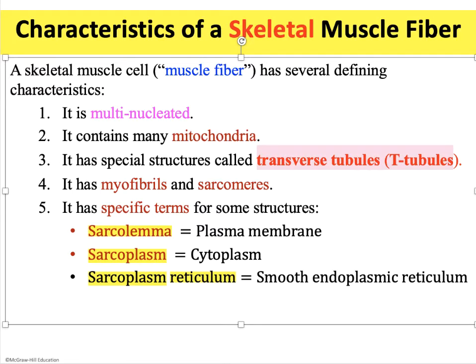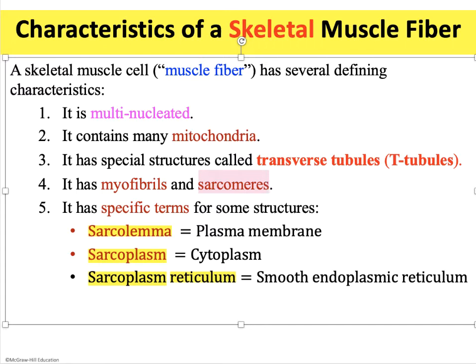cells. Third, they have an unusual internal structure in that they have transverse tubules. Transverse tubules are nothing more than the plasma membrane of the cell diving inwards to form invaginations that then penetrate deep into these cells. We'll see the functionality of this a little later. Fourth, they have myofibrils and sarcomeres. So these are the internal arrangements of proteins that give them a unique appearance. And the sarcomere is the functional unit of a skeletal muscle cell.